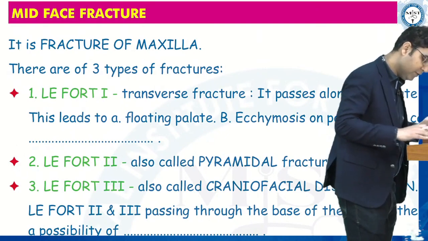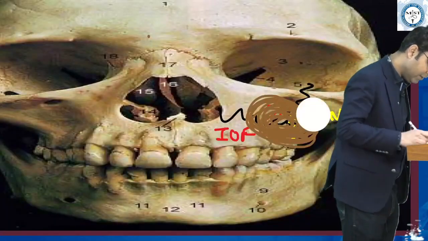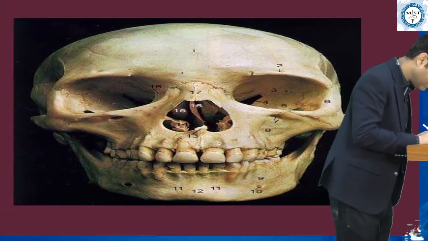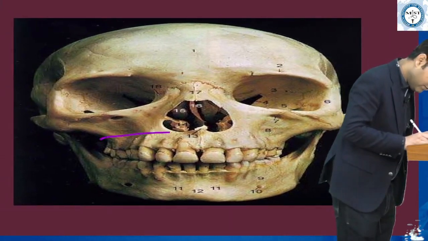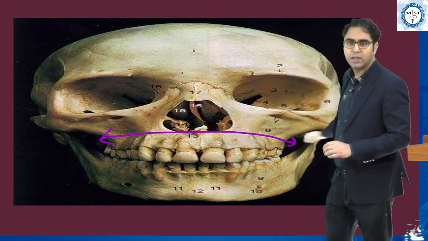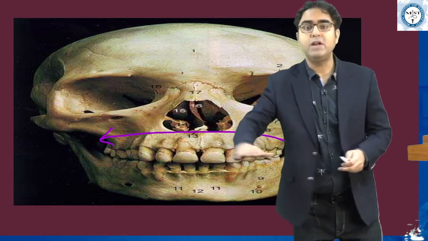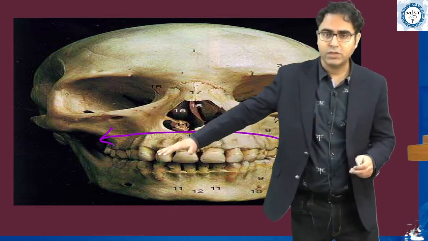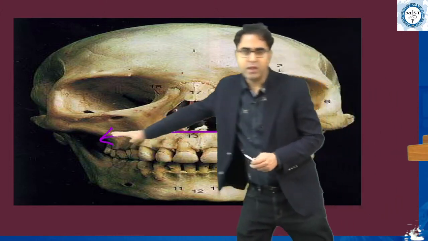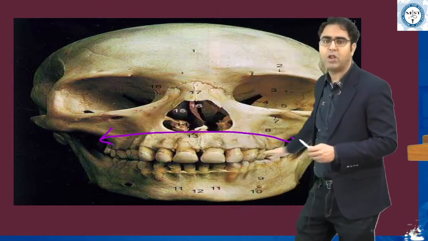Okay. Now everybody look at the screen, beta. Please see. This is your skull. This is my skull, beta. Now please see the screen, everybody. Leforte 1 is like this, beta. This is a Leforte 1. Now read your note, beta. Leforte 1 is called a transverse fracture. Transverse fracture. And it passes along what? The palate, beta. Leforte 1 is a transverse fracture. It passes along the palate.